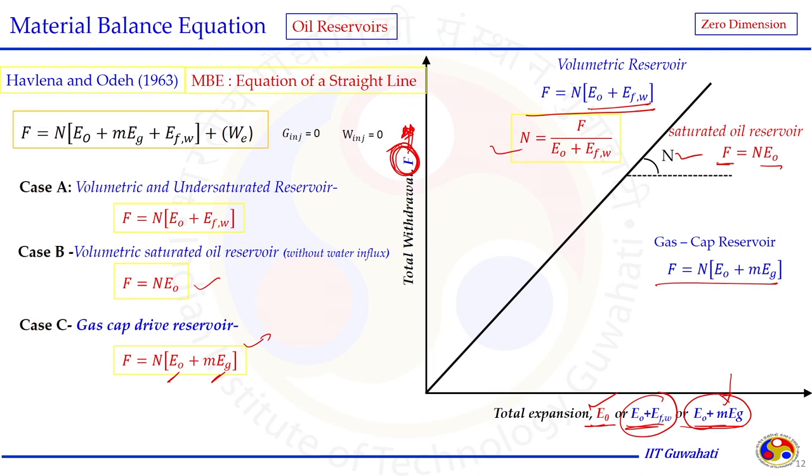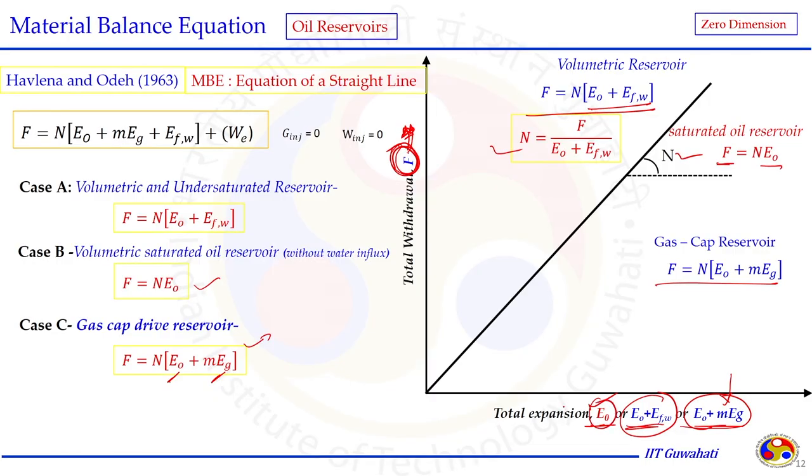It means if we have the data of all these expressions for EG, MEG, EFW, EO with respect to the withdrawal or production data, we can plot, and whichever parameter gives us a straight line, we can consider that the drive mechanism responsible for the oil production, or the significant contribution from that drive mechanism towards the production. So all these parameters, if plotted, should result in a straight line depending on the situation.